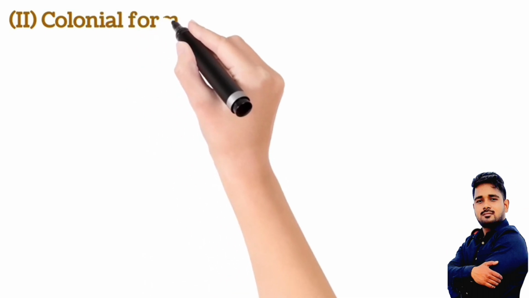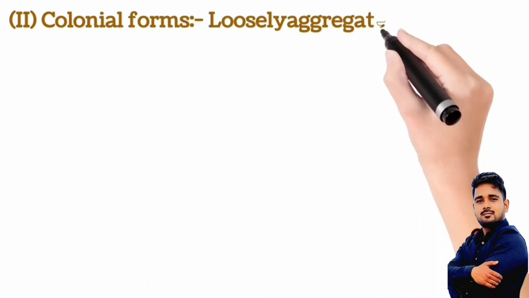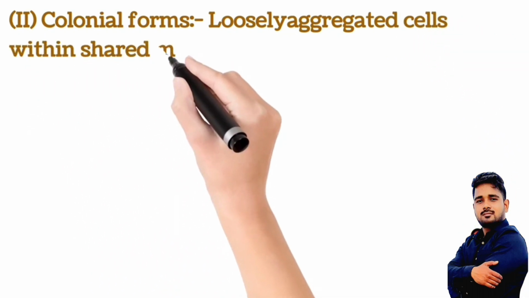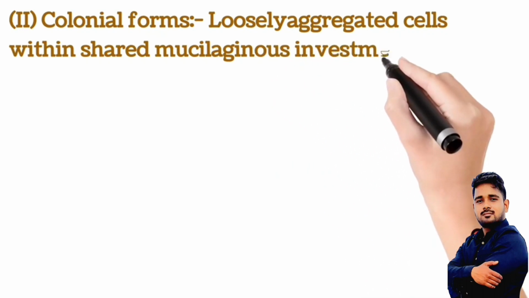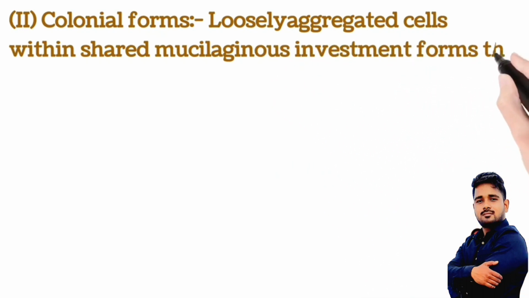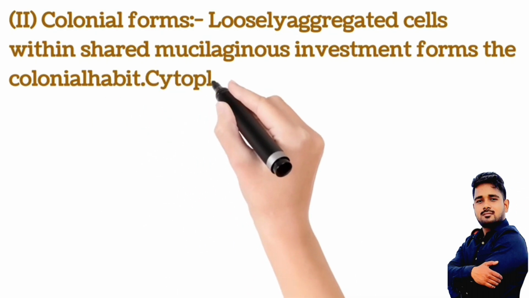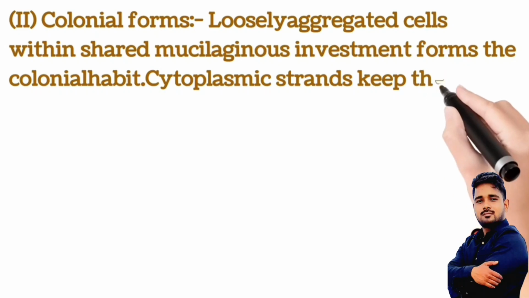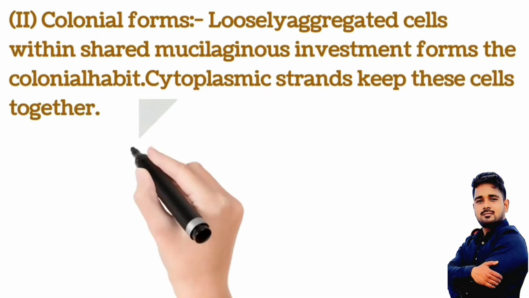Second, colonial forms. Loosely aggregated cells within a shared mucilaginous investment form the colonial habit. Cytoplasmic strands keep these cells together.